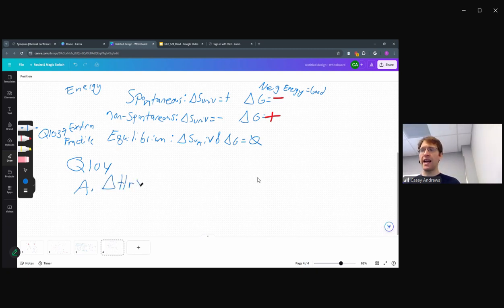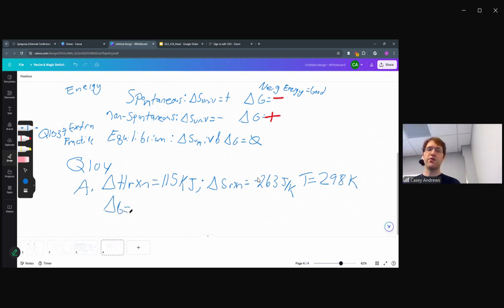Delta H reaction equals 115 kilojoules. Delta S reaction equals negative 263 joules per Kelvin. Temperature is 298 K. Please calculate delta G for me, and tell me, is this reaction spontaneous? Spontaneous or not? I'll give you a minute or two so you can get your hands on that equation.